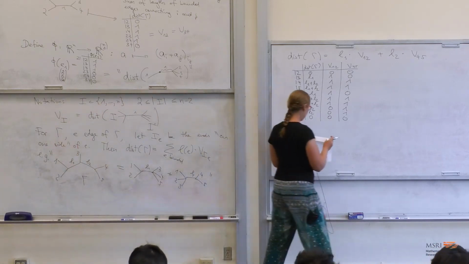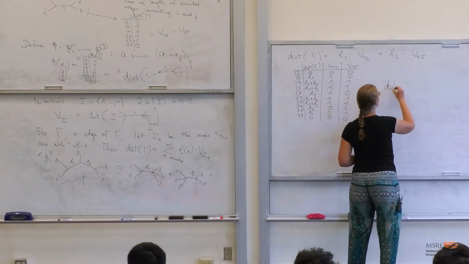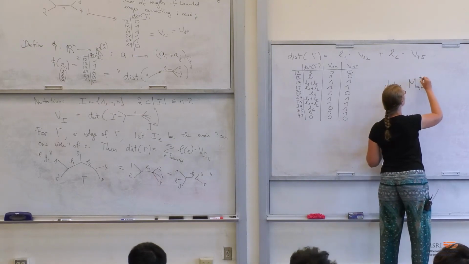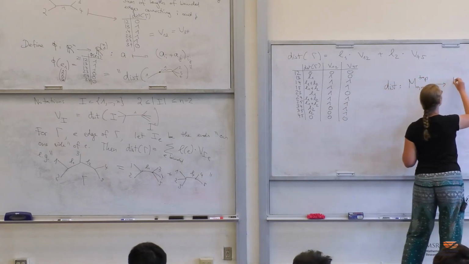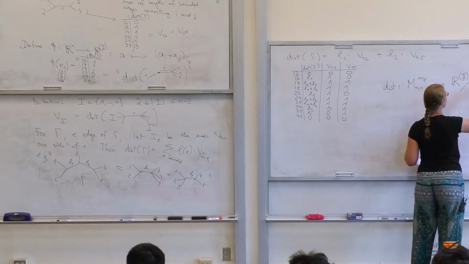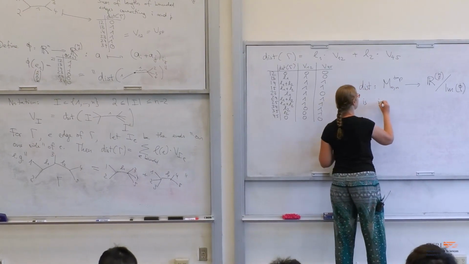Okay, then this may not be completely obvious, but it's a fact that if we view the distance map from M0n trop into R to the n choose 2 mod the image of phi, this is injective.